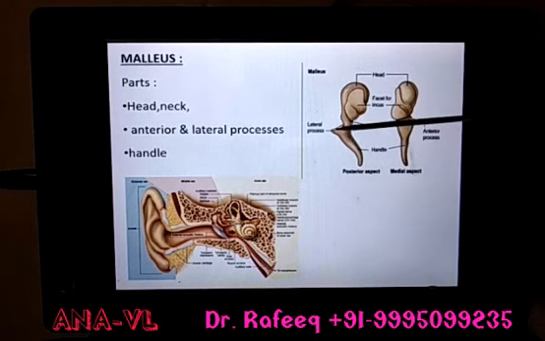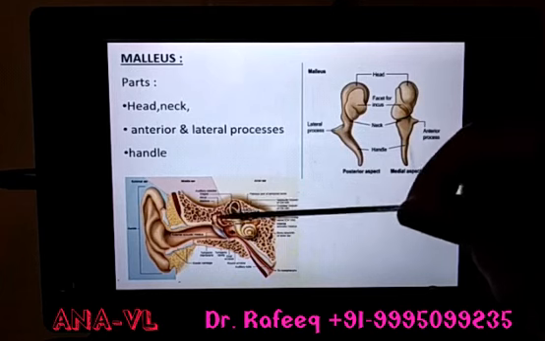And there are two processes. One is the lateral process, another one is the anterior process. The anterior process is facing anteriorly and the lateral process towards the lateral aspect. So these are the parts of the malleus: head, neck, handle, lateral process and anterior process. Let us go through the details of each part of the malleus. First one, head.